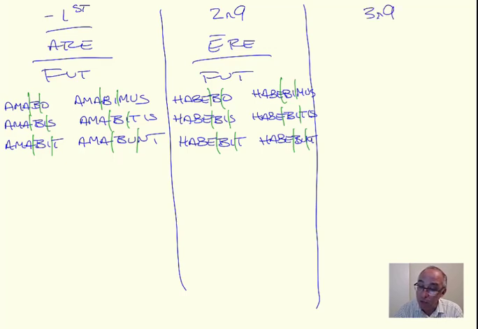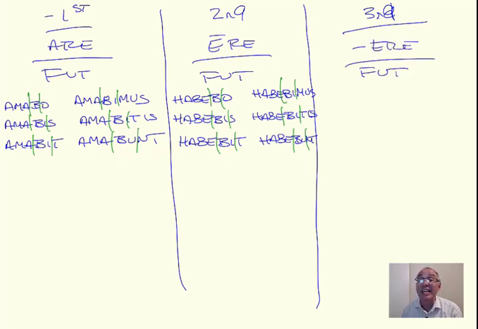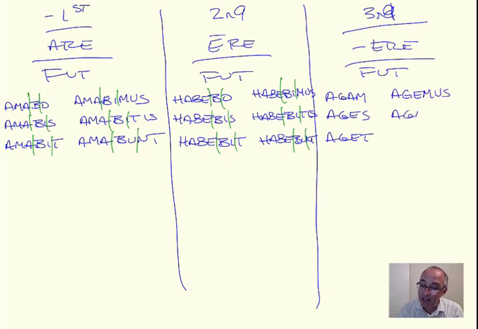Third conjugation. Short ERE. The future tense. Are you ready for this? It is not at all like what we had before. Agam, ages, aget, agemus, agetis, agent. Agam, ages, aget, agemus, agetis, agent.